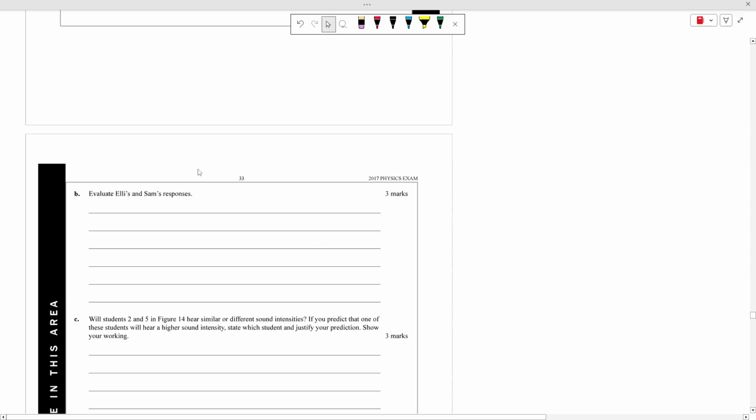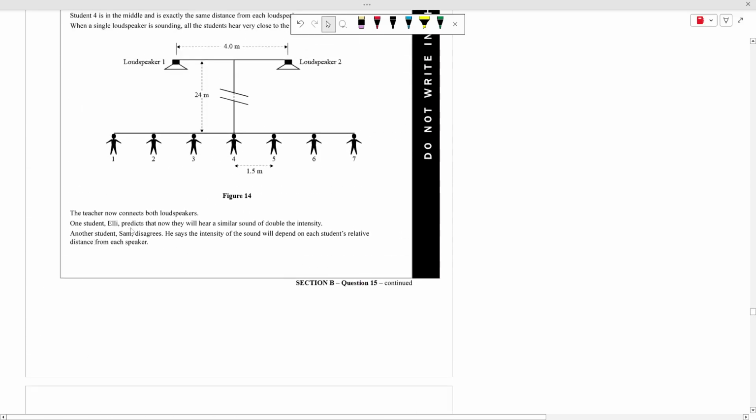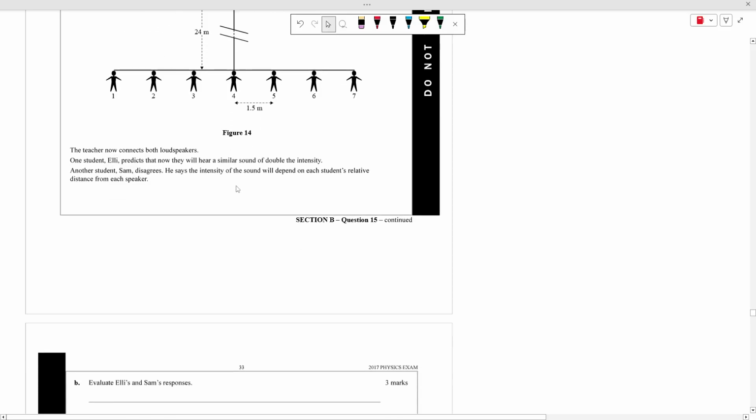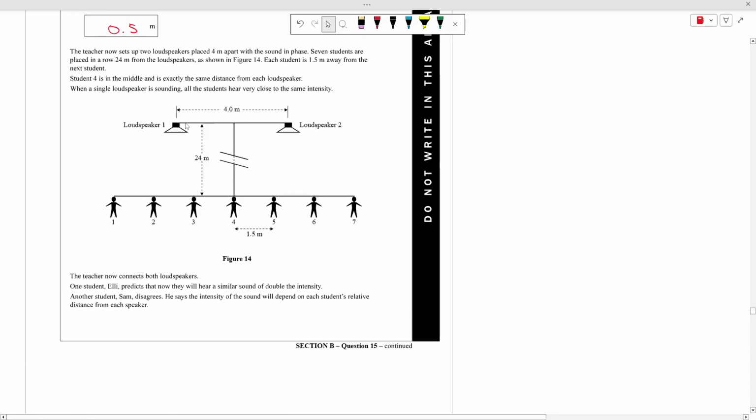Okay, so Ellie says they will, I'm assuming all of them will hear a sound of double the intensity. Sam says no, it will depend on where they're standing and their relative distance from each speaker. So we have to interpret this as a wave interference question. We've got 2 sources of coherent waves, and you know what happens when we have 2 sources of coherent waves.